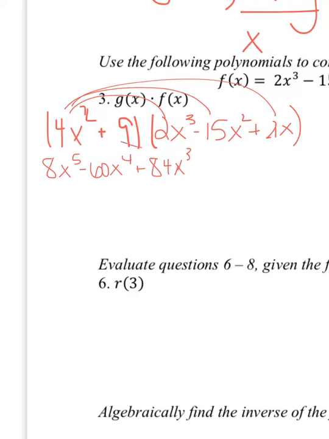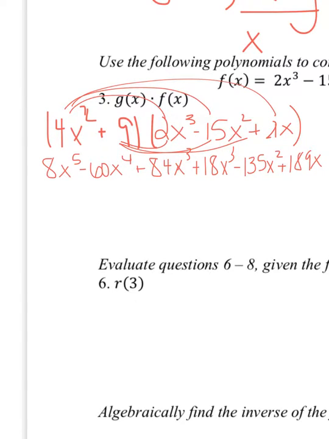Now you take care of the 9. 9 times 2x to the 3rd gives me 18x to the 3rd. And then minus 135x squared. And then on the end, we have plus 189x. And then you just combine like terms after.